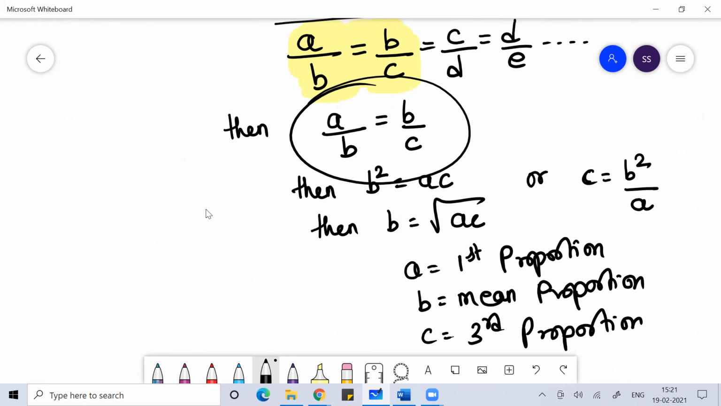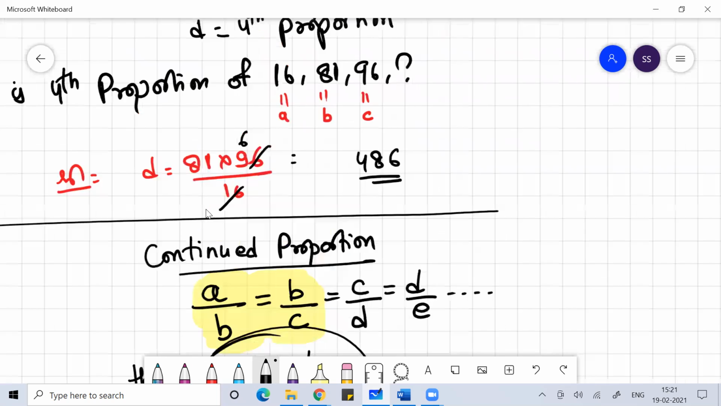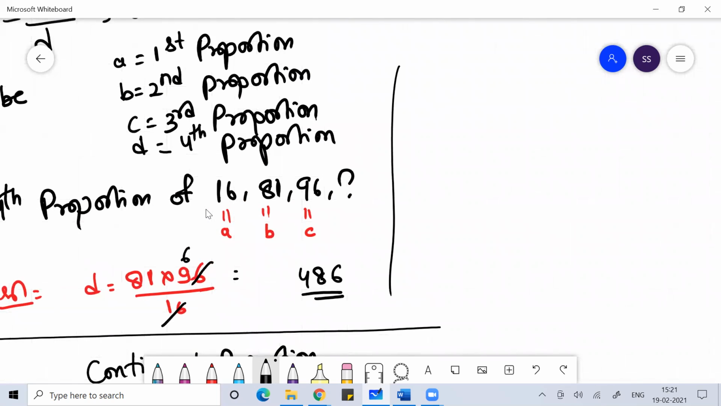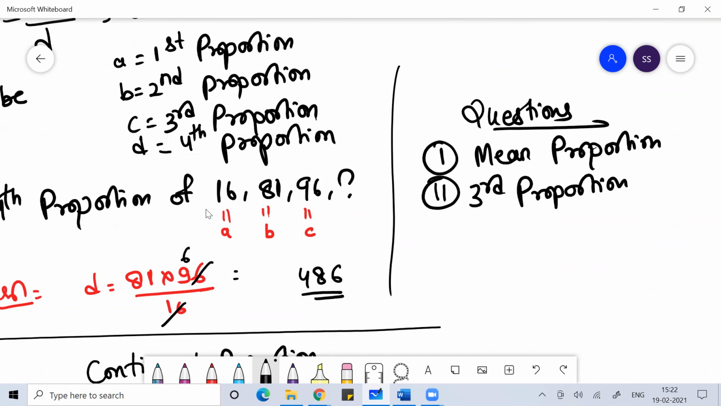That will give you the third proportion. So very simple here. Whenever you see problems on proportion in an exam, you'll get a question either on mean proportion, or on third proportion, or on fourth proportion.